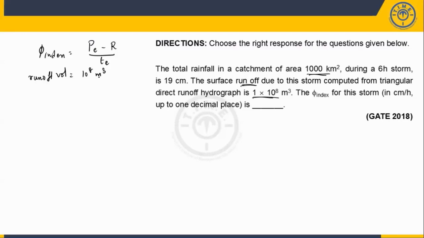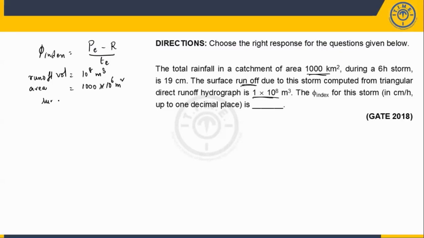10 power 8 meter cube. What is the area? Runoff is 1000 occurring in the catchment itself. What is the area? 10 power 3, 1000 kilometer square, right? But I want it in meter square. 1 kilometer is 1000 meter. Therefore, it's 10 power 6 meter square. 10 power 9.